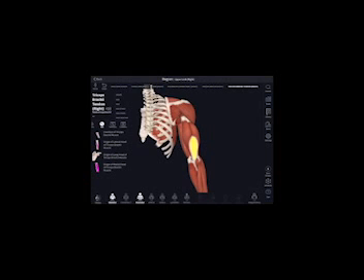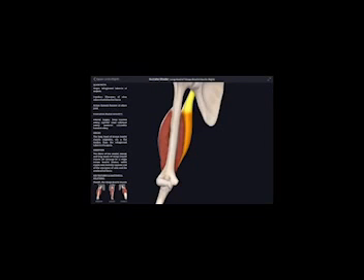There are only two elbow extensors, and the first one is the triceps brachii. As the name indicates, it has three heads, so we have the long head and lateral head, which are located more superficially, and then the medial head. So let's take a look, isolate this muscle.